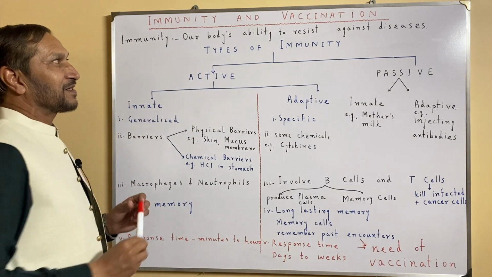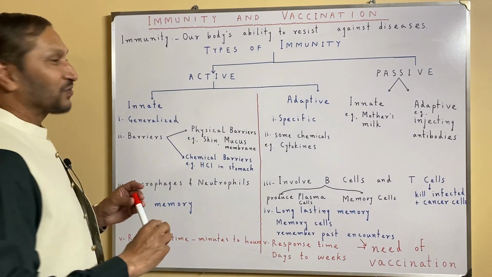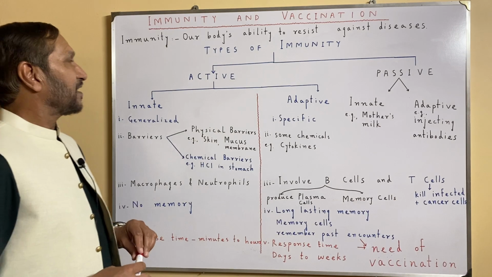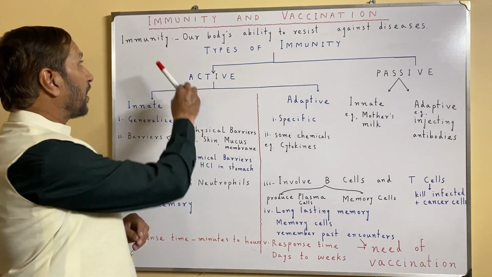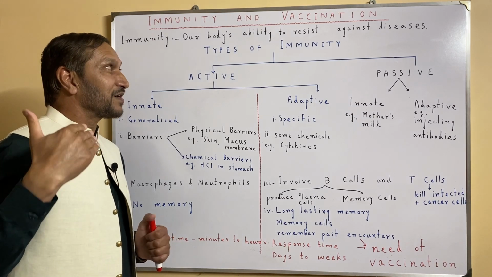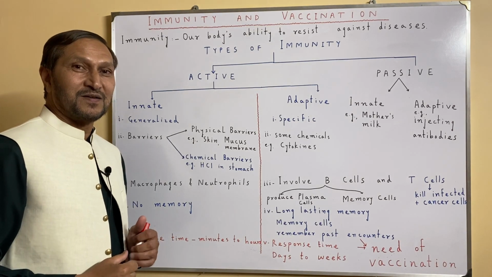My topic is immunity and vaccination. So first of all, let me define immunity. Immunity is our body's ability to resist and to respond against diseases.